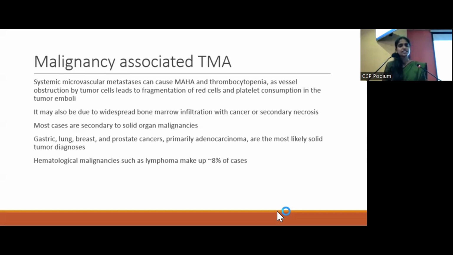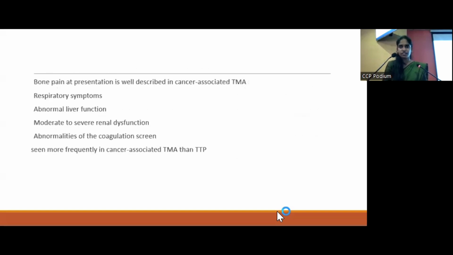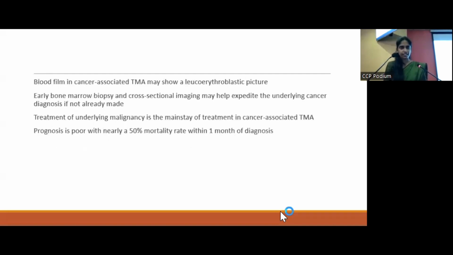Most cases implicated are due to solid organ malignancies, primarily adenocarcinomas: gastric, lung, breast, and prostate cancers. But it can be due to hematological malignancies such as lymphoma, which made up around 8% of the cases. Bone pain at presentation, respiratory symptoms, abnormal liver function, moderate to severe renal dysfunction, and abnormalities in the coagulation screen are seen most frequently in cancer-associated TMA compared to TTP.